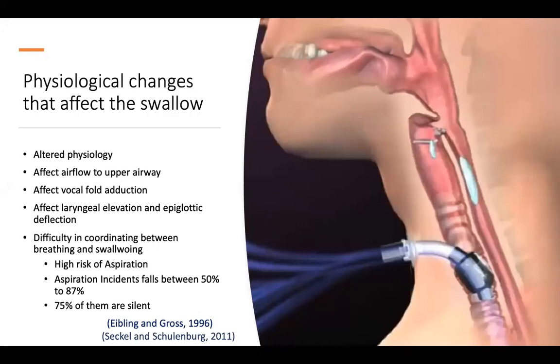And 75% of them are silent aspiration. So you need to keep this information in mind when you're doing your assessments on a tracheostomized or vented patient.